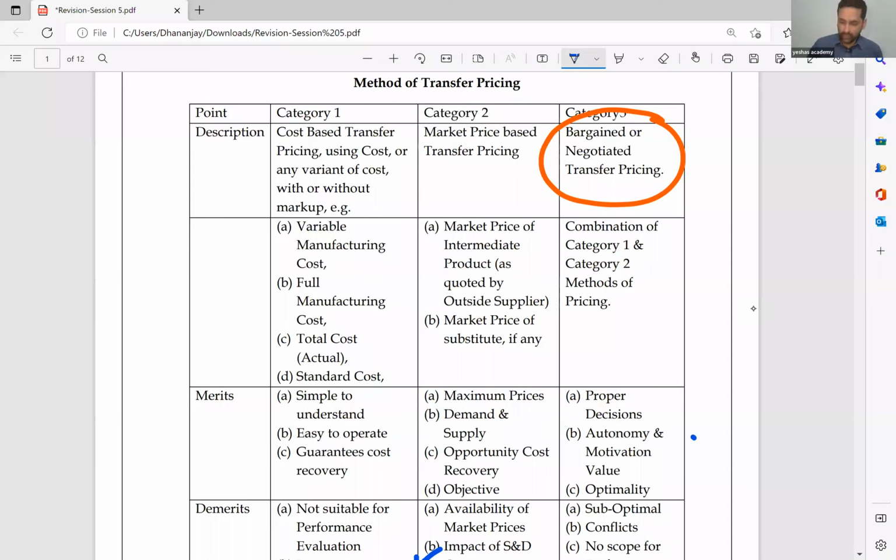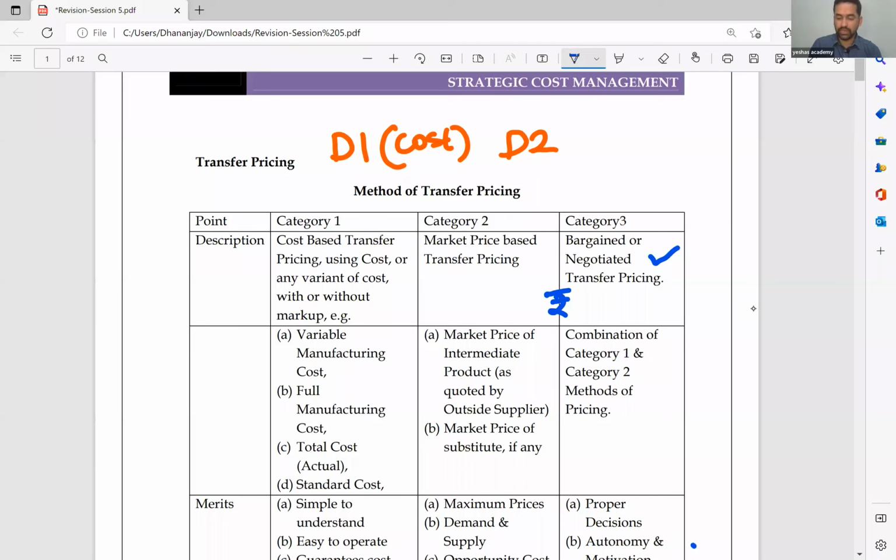So to avoid the conflicts in the organization, many companies follow the third method, which is bargained or negotiated transfer price. Now what happens? Department 1 comes with a price that, look boss, I am ready to sell at 11.2 rupee. This is the quote given by department 1. Department 2 says, boss, maximum I can pay you 10.5 rupee, nothing more than this. Now they have to come, sit and discuss and negotiate. 10.5, 11.2 is your range. Management is also involved. All three will decide, will discuss and come to a final transfer price.